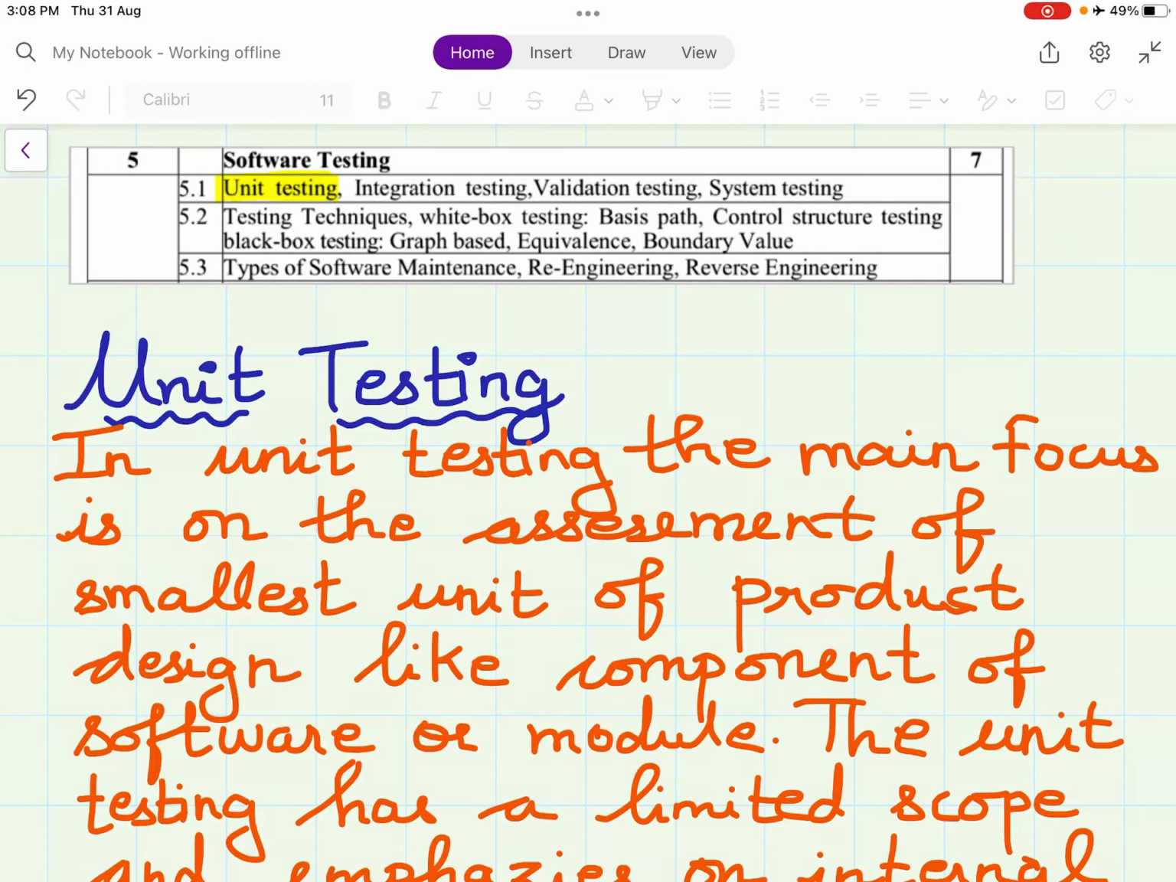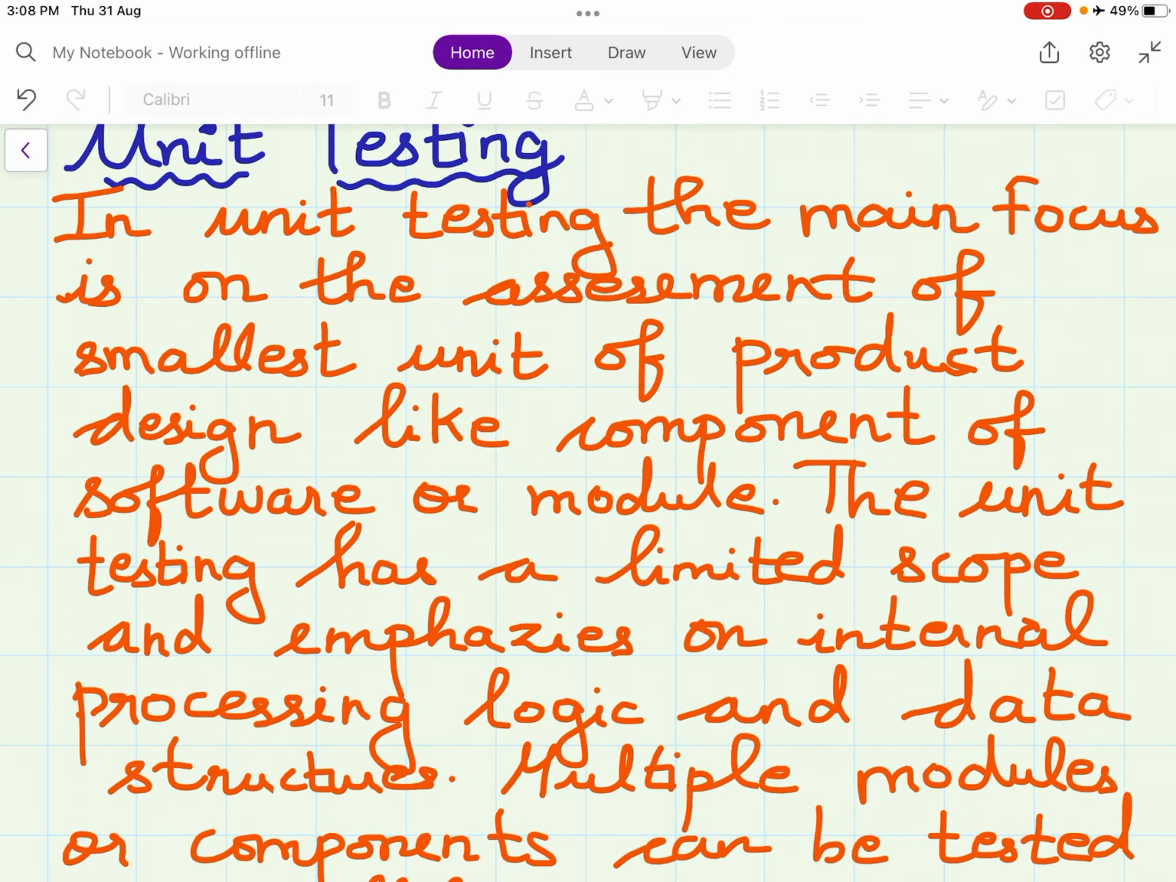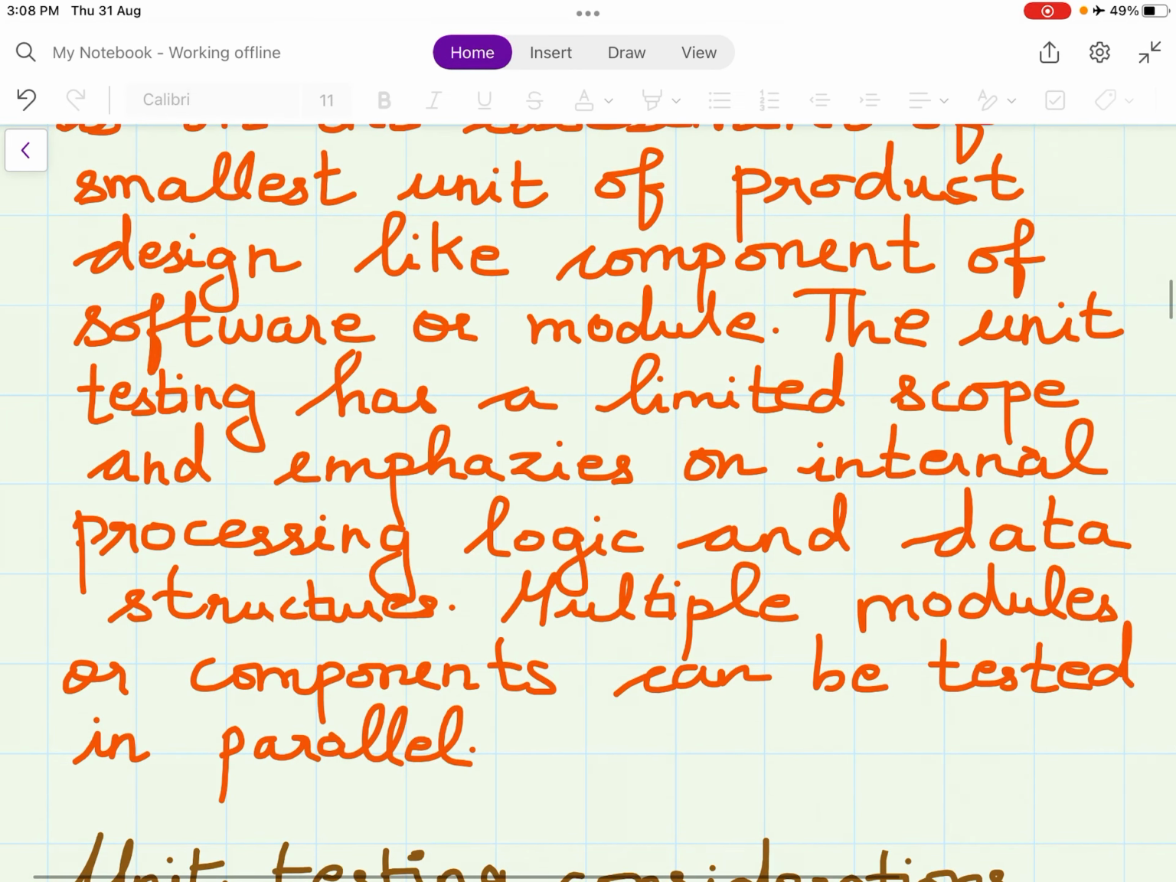So the first part under software testing, module number 5, is unit testing. In unit testing, the main focus is on the assessment of the smallest unit of product design, like the component of a software or module. And what is the smallest unit of product? A component of the software or a module. Unit testing has a limited scope and emphasizes the internal processing logic and data structure.